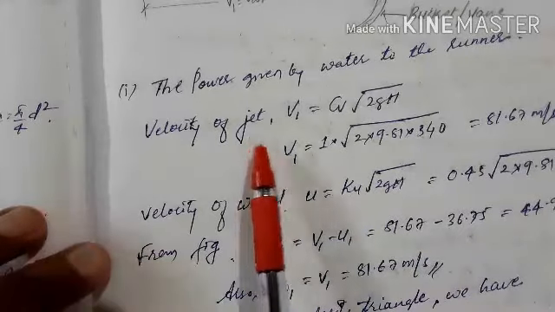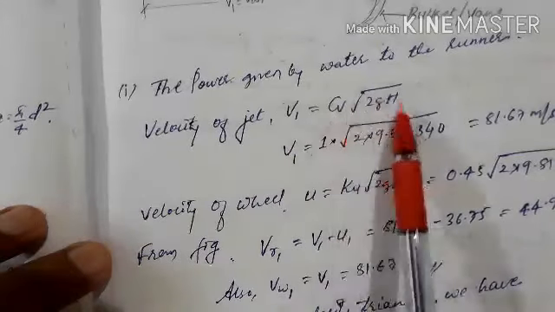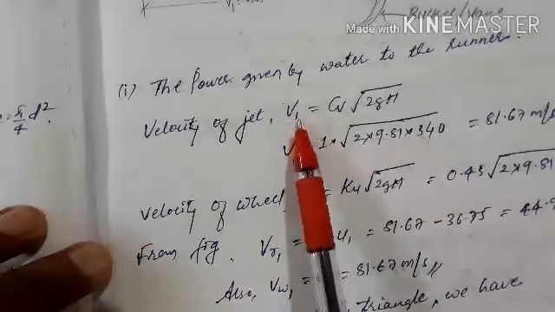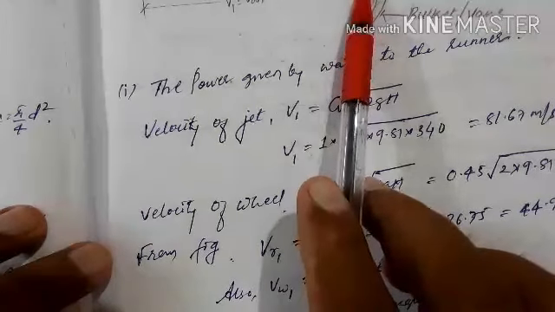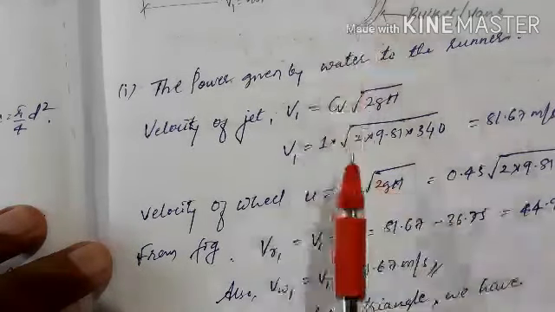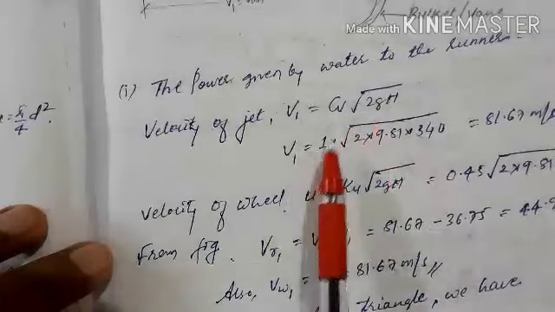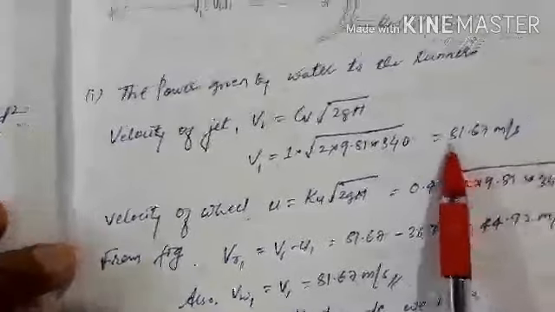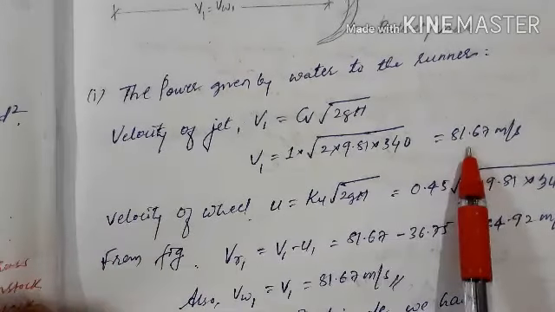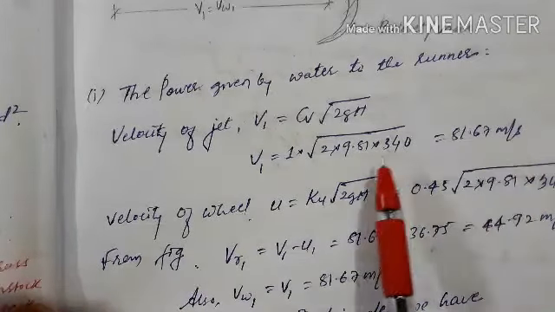The velocity of jet is given as v1 equal to Cv root of 2gh. So this is the actual velocity of the jet which is acting on the bucket, that is Cv root of 2gh, where Cv is the coefficient of velocity that is given as 1. Then the velocity we get is 81.67 meter per second.